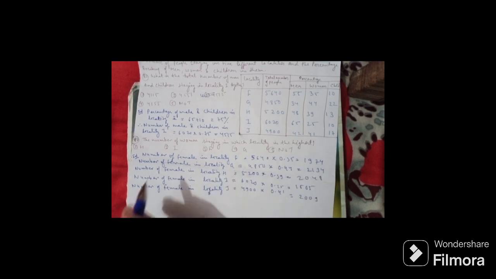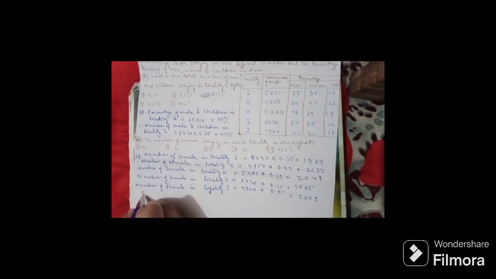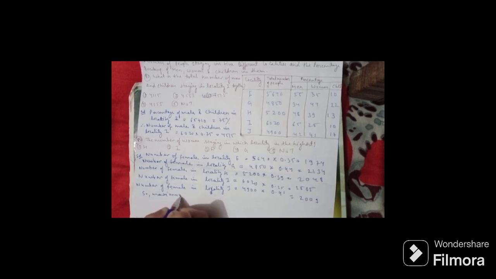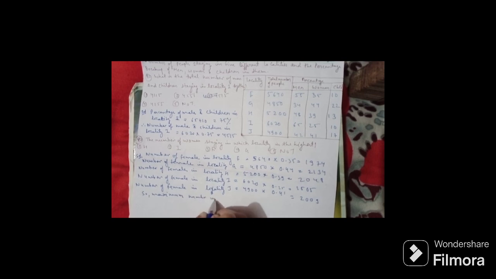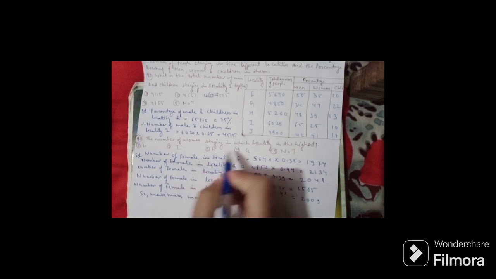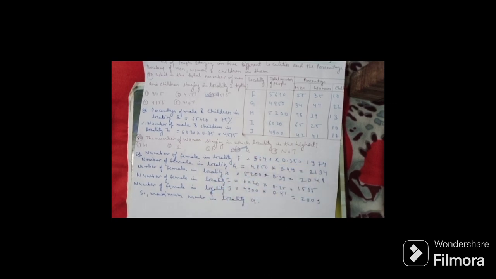So here the maximum number in a locality that we have is 2134, that is locality G. So maximum number in locality G. Now let's go for it. That is your G is your fourth one.